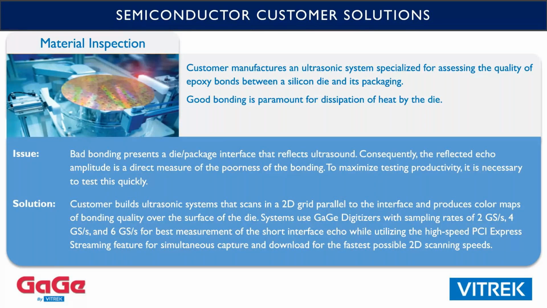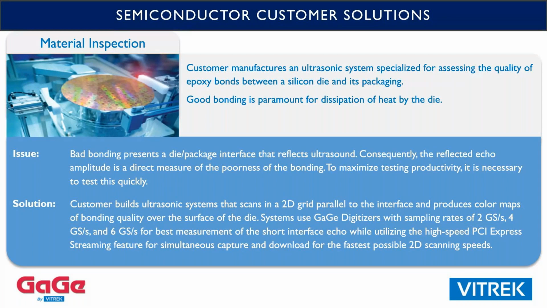However, if the bond is lousy, if the glue isn't sticking, or if there's some sort of delamination, this presents a reflective interface for ultrasound. So in fact, you sort of know where to expect the echo from the interface between the die and the package. And if you look there, the amplitude of that echo is a direct measure of the poorness of the bonding.